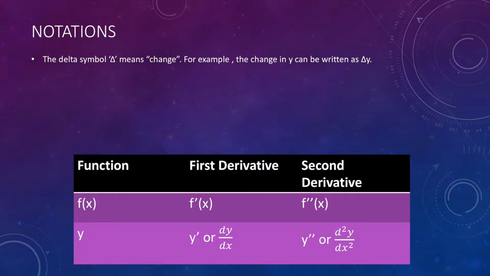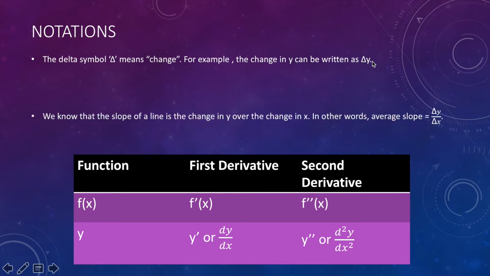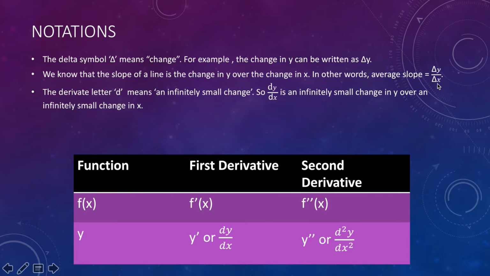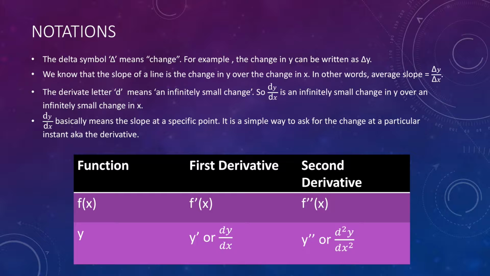So you may recall that the delta symbol means change. So for example, the change in y can be written as delta y. We know that the slope of a line is the change in y over the change in x. In other words, the average slope, the slope of a line, is delta y over delta x. The derivative letter d means an infinitely small change. So dy over dx is basically an infinitely small change in y over an infinitely small change in x. In other words, if I ask you to find the derivative of y, then that can be written as dy over dx.